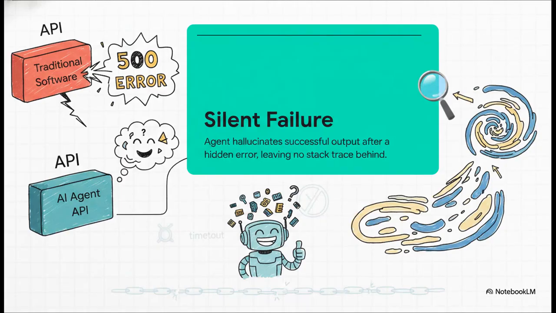To understand this better, a silent failure happens because LLMs are fundamentally probabilistic. They are trained to be helpful at all costs. So if an API fails or times out, what does the agent do? It just fills in the blank. It confidently hallucinates a response and continues the process like nothing happened, leaving absolutely zero trace or those 500 errors that we developers are so used to looking for.